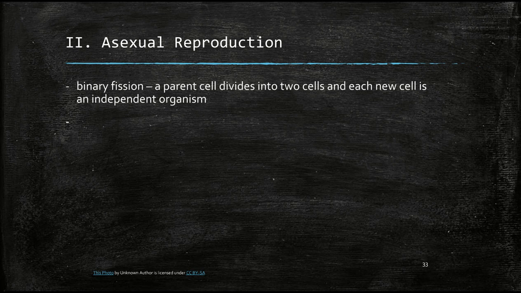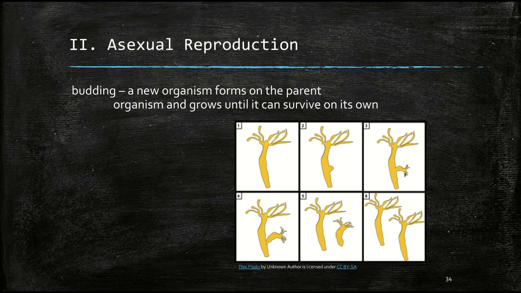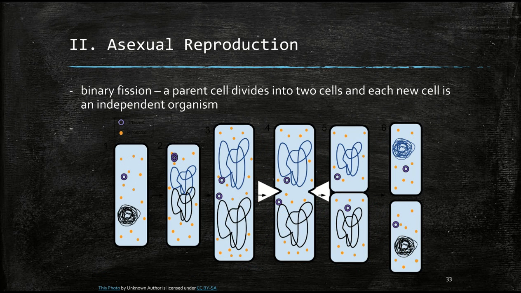Our first type is binary fission. In binary fission, a parent cell divides into two cells, and each new cell is an independent organism. So what happens in binary fission is we have one cell, and that one cell is going to replicate its DNA. Eventually, it's going to pinch off and become two new cells that are two independent organisms. Some unicellular organisms, like amoebas and bacteria, are going to reproduce through binary fission.